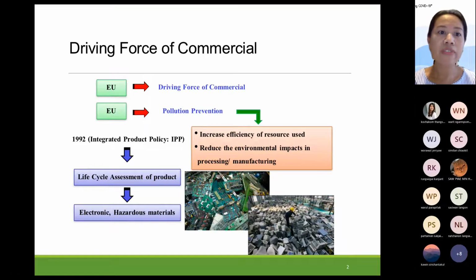If we know the impact of all the processes of the life cycle, we can tackle which process we can change to reduce the environmental impacts, right? From the last 20 years or a long time ago, they have been concerned about the life cycle assessment of products, especially electronic waste and the hazardous materials contained in products, right? We know that it contains a lot of heavy metals and toxic materials, right? That's why we have to focus on that product.